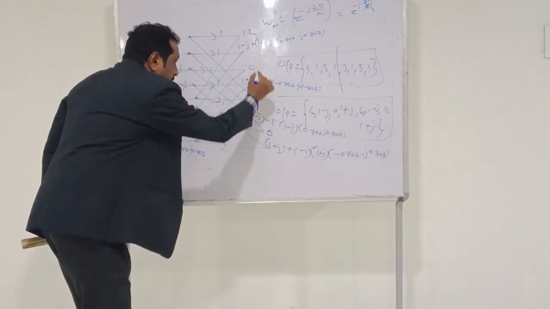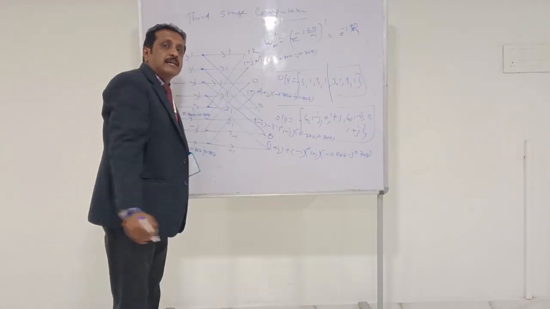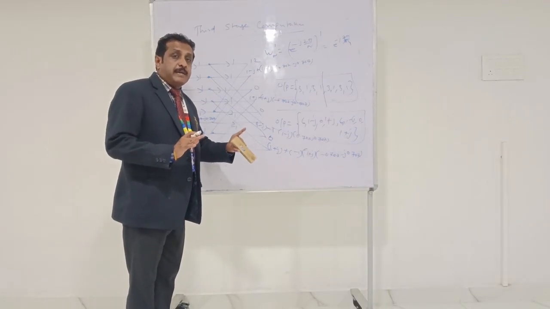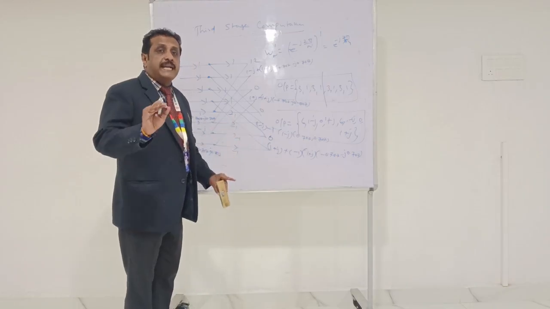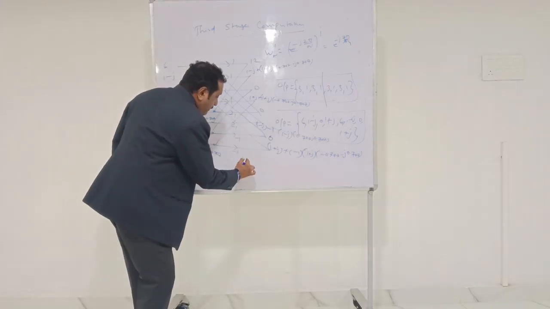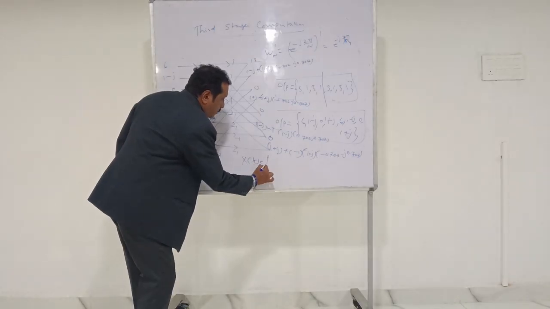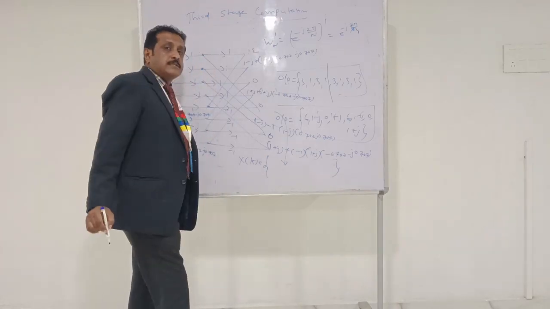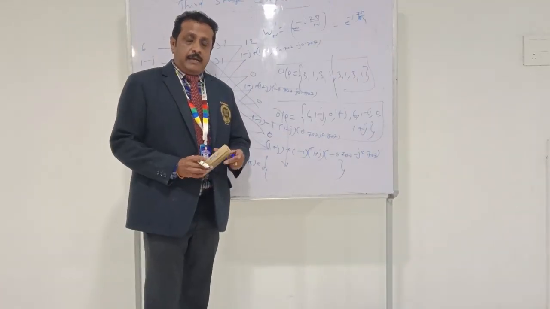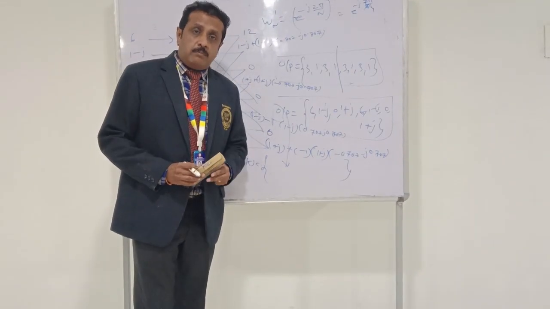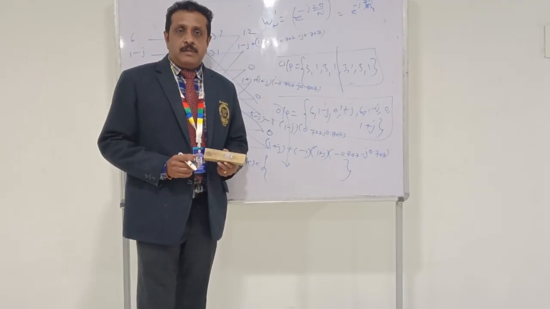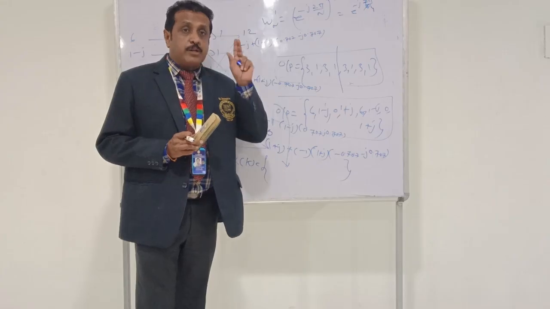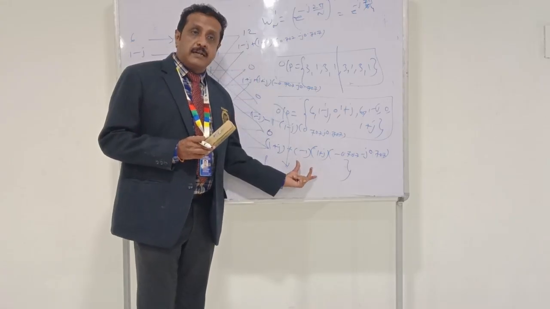Finally you will get the output from the third stage, and that will be the normal order. That will be the final output of the DIT algorithm. So finally we can get X of k equal to the output from the third stage. This is a way to simplify any kind of problem using the DIT algorithm. Since the DFT is time consuming, we go with the DIT algorithm.